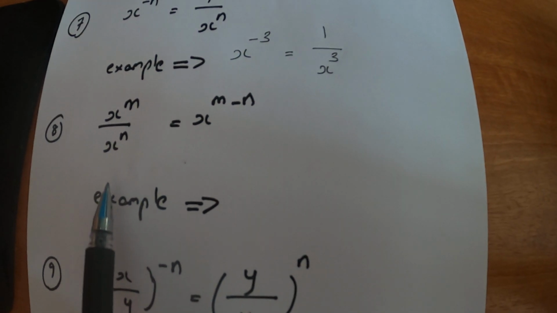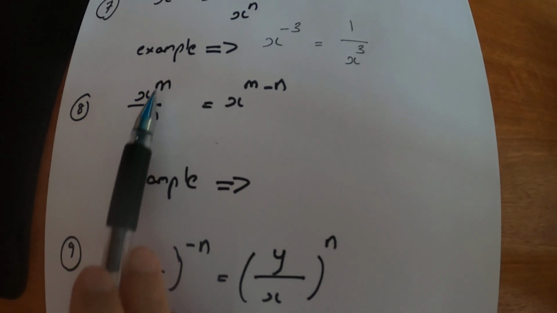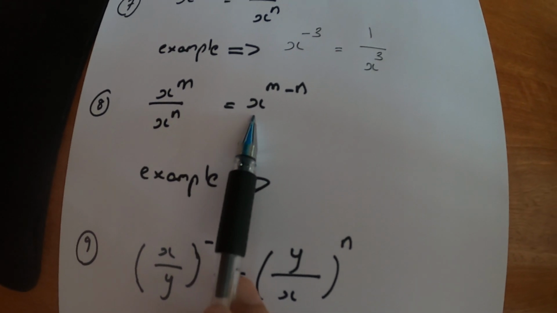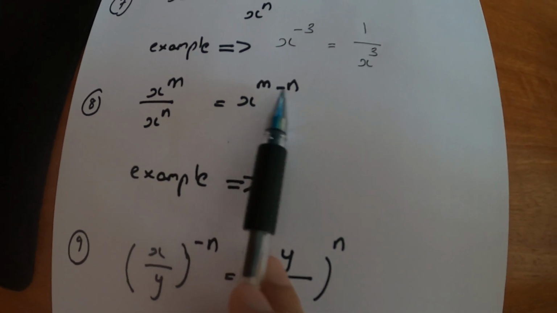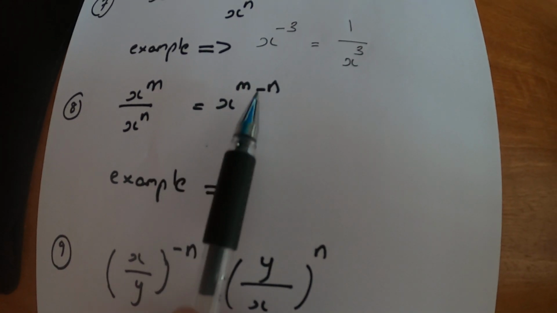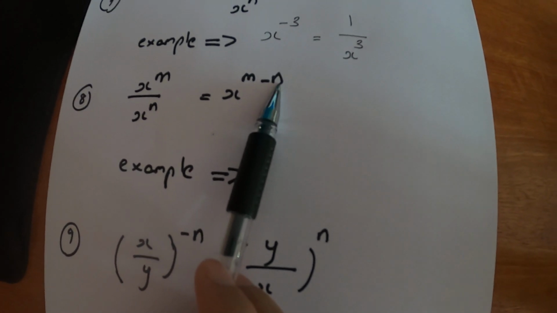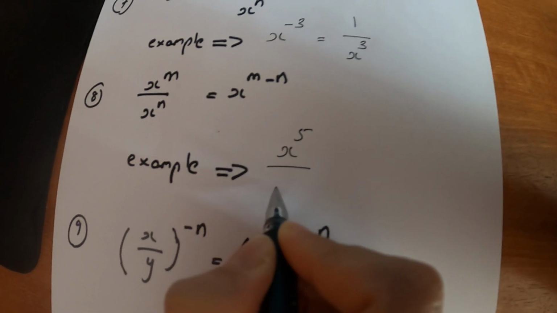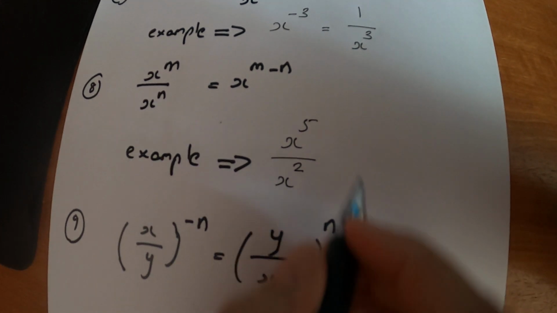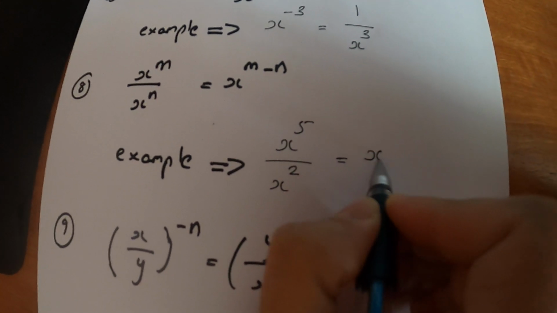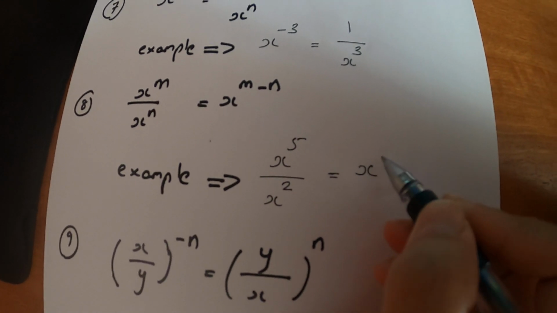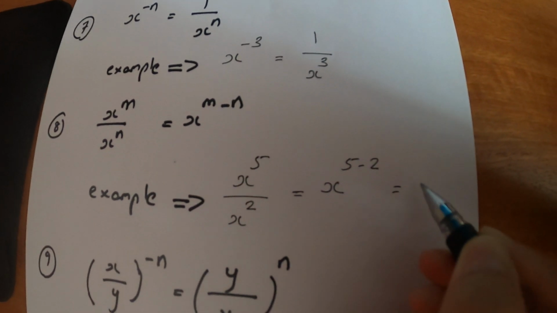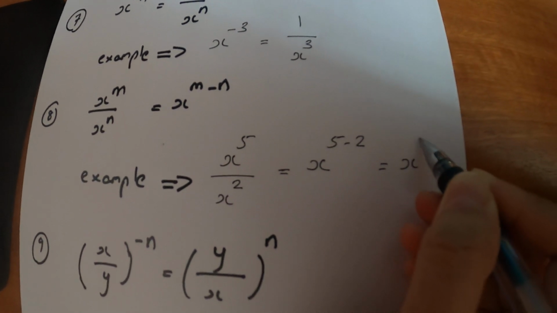Rule number 8: x to the power of m divided by x to the power of n. In this case, you can write it as x to the power of m minus n. So you can minus the power, right? For example, x to the power of 5 divided by x to the power of 2. In this case, you can write it as x to the power of 5 minus 2, right? So the answer will be x to the power of 3, right?